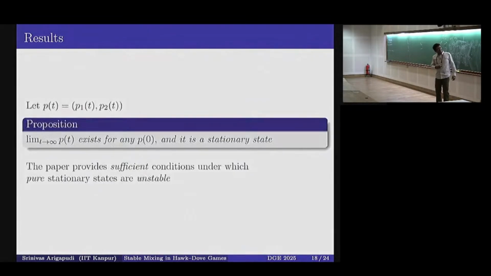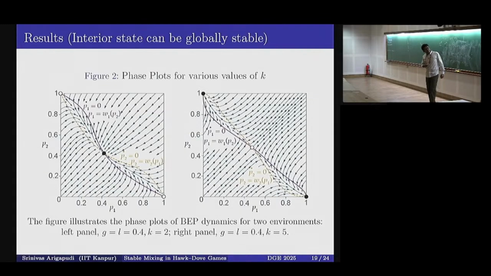So I'll not state those technical conditions. Instead, what I'll try to do is illustrate our results using again the phase portraits. So let's consider these diagrams. The left-hand side illustrates the phase plots when I fix G and L to be 0.5 and I take a sample size K of 2. What these dynamics show is that if I have a sample size of 2, eventually there is convergence to something which is in the interior.